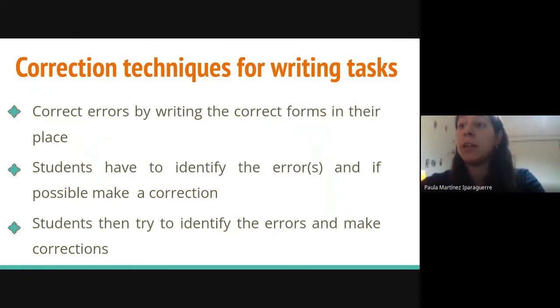Correcting errors with the correct form in their place. Using codes in the margin to identify the type of errors, for example, VOC for a lexical error. Then students have to identify the errors and, if possible, make a correction. Alternatively, putting crosses in the margin for the number of errors in each line, then the student will try to identify the errors and make the corrections, providing the students with the opportunity to give and receive peer correction too.